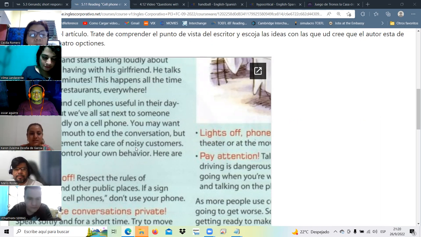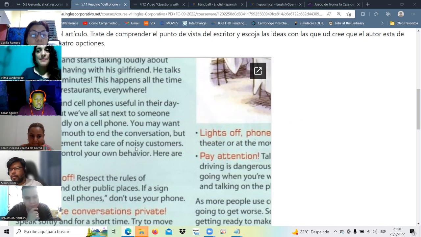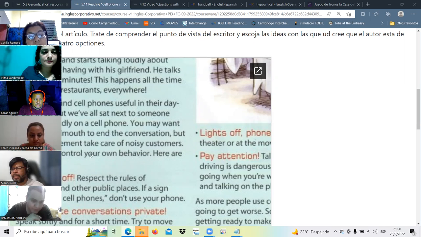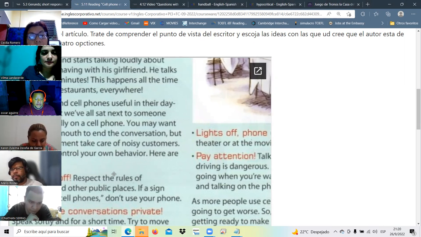Respect the rule of "off" means "off". Off means off. That means off means off. All right? Continue. Off means off. Respect the rule of restaurants and the other public places.